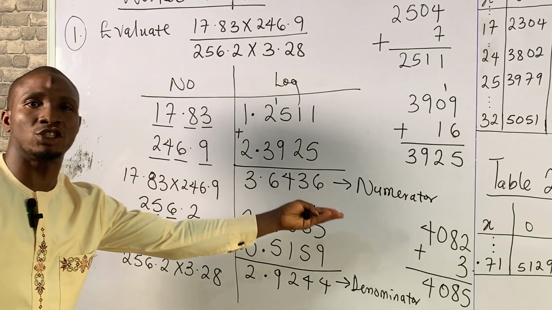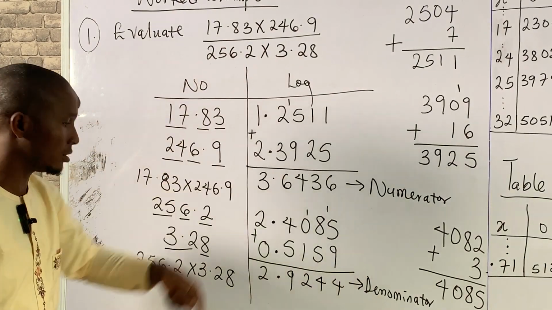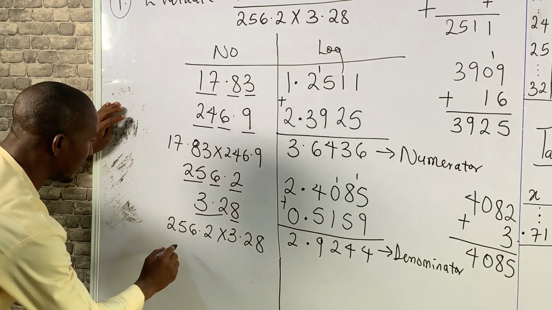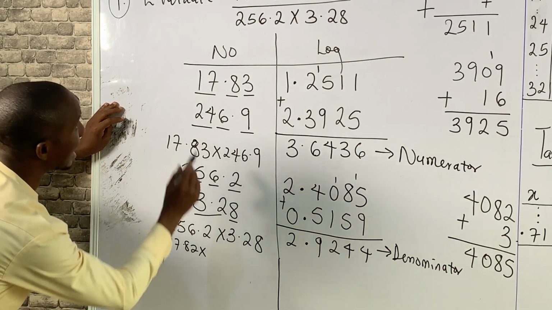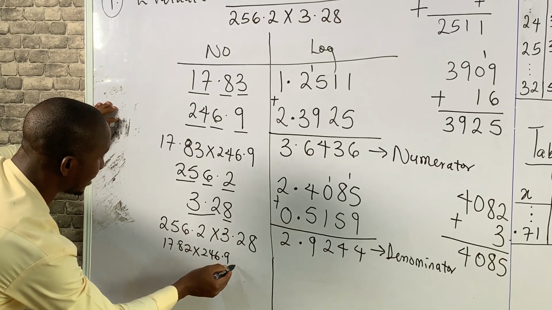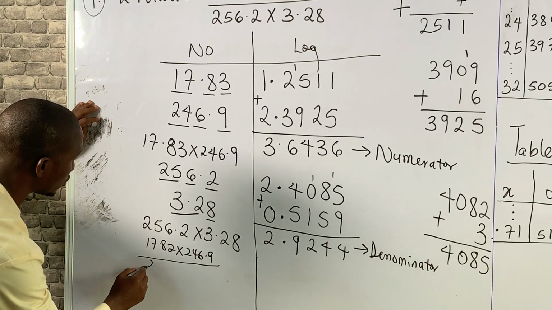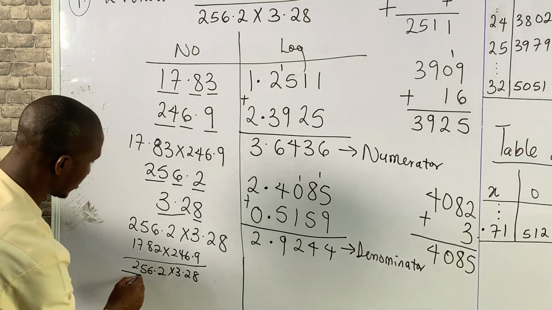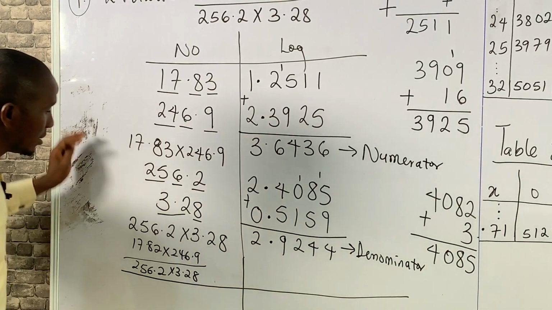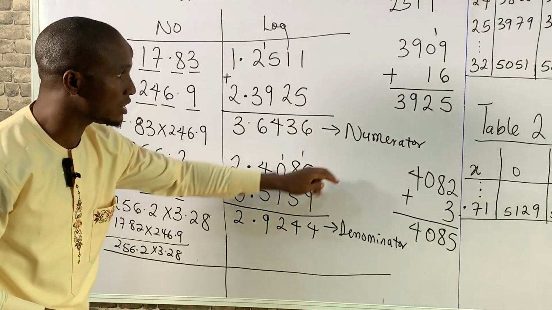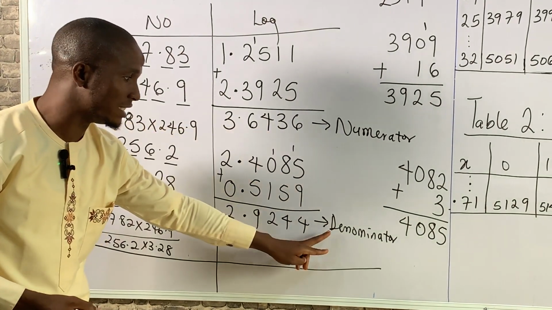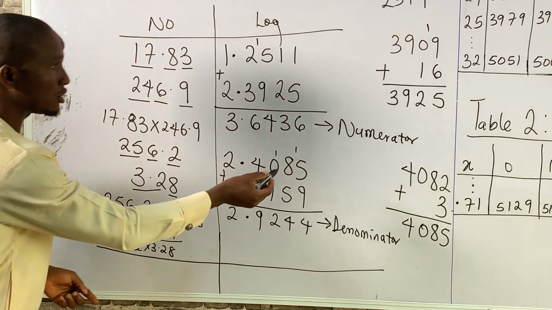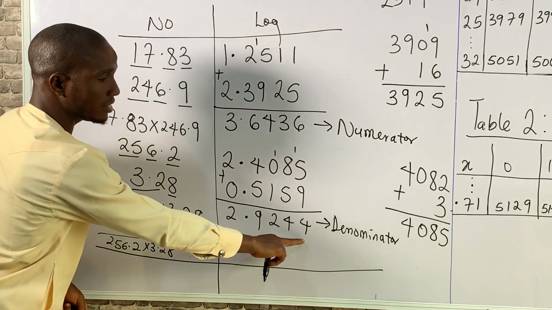Now, between the numerator and denominator is division. And division means subtraction in logarithms. So, meaning that 17.82 times 246.9 divided by 256.2 times 3.28. Since that is the last operation, we rule over. Now, this is the order of everything, which means your numerator minus your denominator, because division means subtraction in logarithms. So we need to subtract numerator minus denominator.